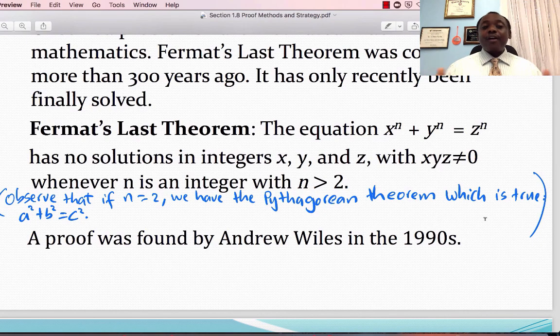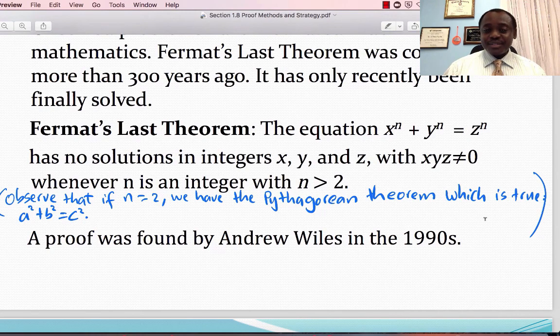So check around for open problems and try your hand at it. Who knows? You might be the next person to solve an open problem. For example, the 4-color conjecture was around for a long time. You could color any map of the world using at most 4 colors. It was around for a long time, and finally it was proved.